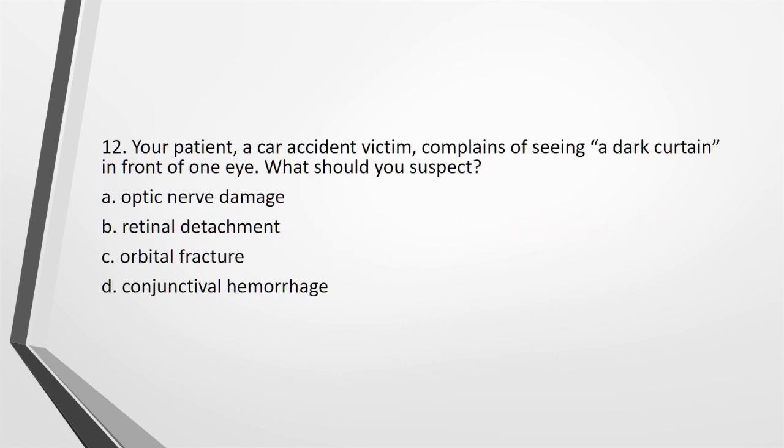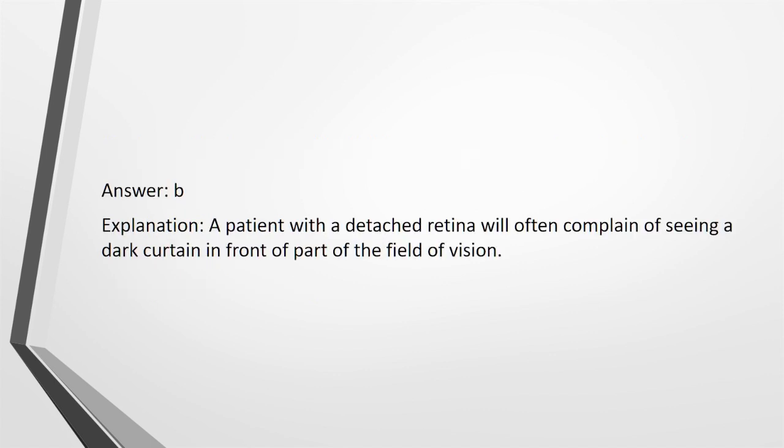12. Your patient, a car accident victim, complains of seeing a dark curtain in front of one eye. What should you suspect? A. Optic nerve damage, B. Retinal detachment, C. Orbital fracture, D. Conjunctival hemorrhage. Answer B. Explanation: a patient with a detached retina will often complain of seeing a dark curtain in front of part of the field of vision.